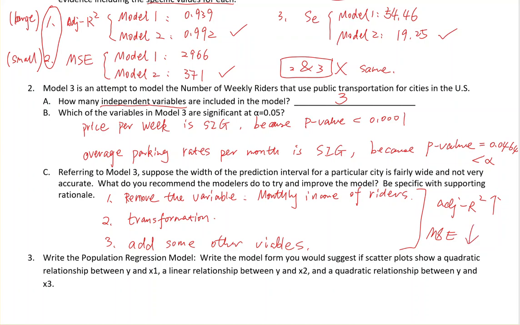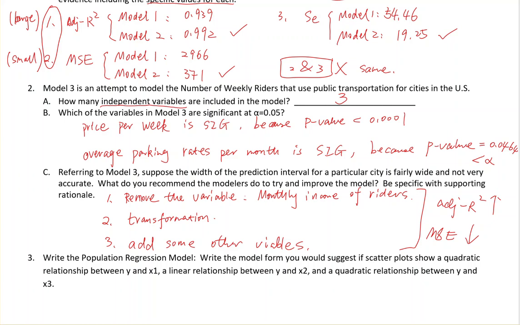All right, so the last question. This question is separate from the number 1 question and the number 2 question. This question is just a separate question, right? So it says, write the population regression model. Write the model form you would suggest if the scatter plots show a quadratic relationship between y and x1, a linear relationship between y and x2, and a quadratic relationship between y and x3. Then what will be the population regression model you want to set first?